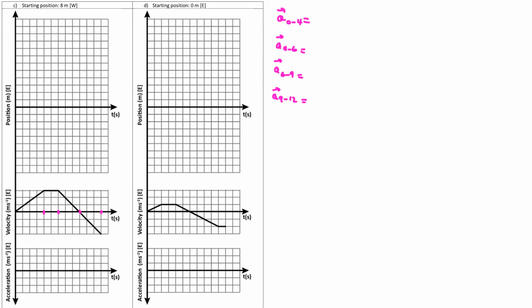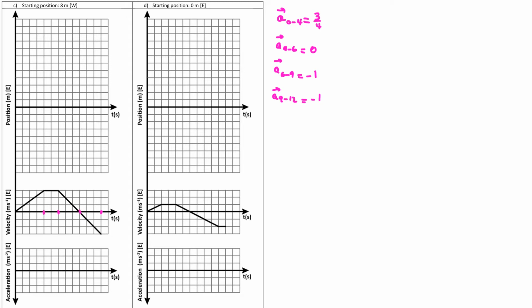From 0 to 4, rise over run, that's 3 over 4. And then you have 0, and then you have negative 3 over 3, which is negative 1. And then you have negative 3 over 3, which is another negative 1. So from 6 to 9 is exactly the same value.